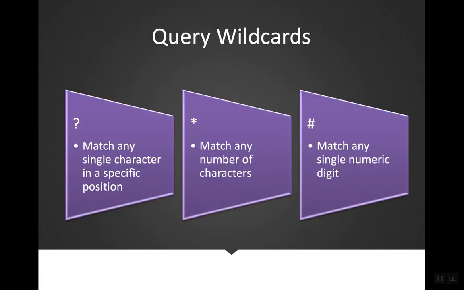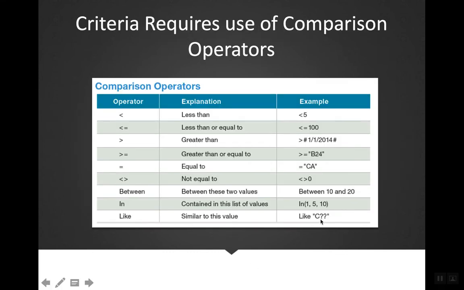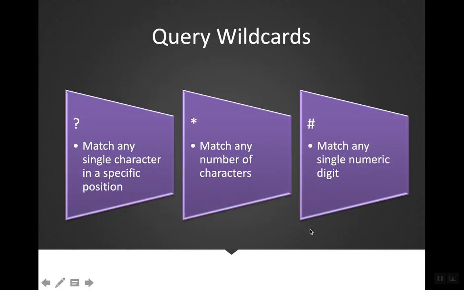So these are what we call query wildcards. They match a character in a specific position, or match any number of characters. As we see here, the question mark says the pattern should be C followed by 2 characters. C star, as we said, will match any number of characters, so basically it's anything that begins with C. And then a pound sign matches any numeric digit.